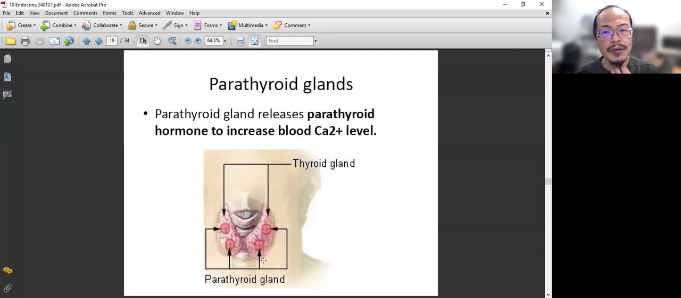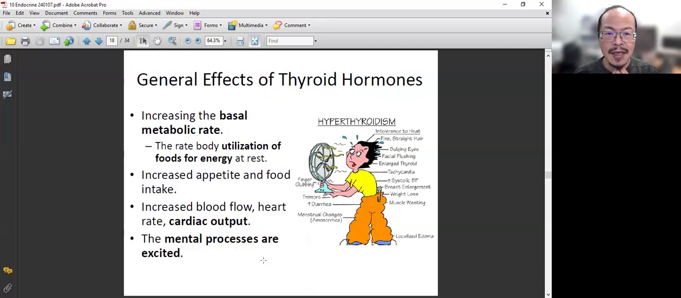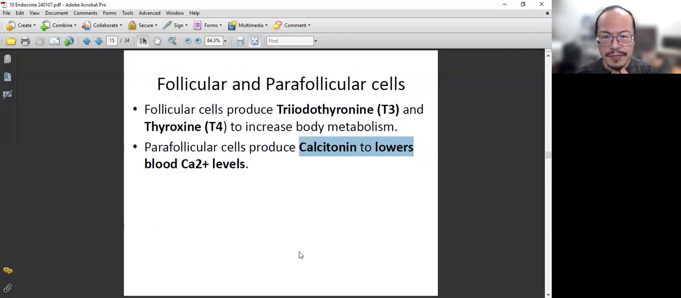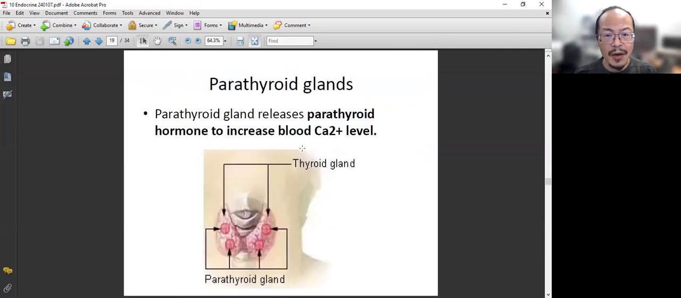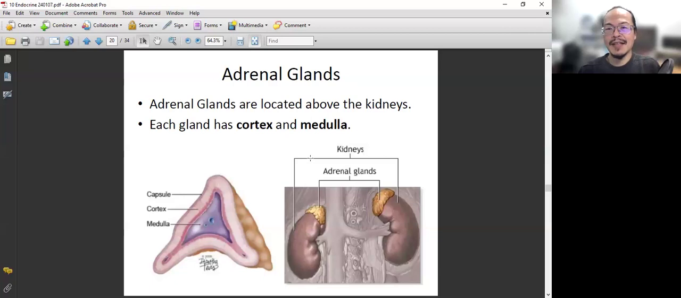The parafollicular cells release calcitonin that reduces the blood calcium level. The parathyroid releases parathyroid hormone that will increase it. If the calcium level is too low, it will increase the blood calcium level. So that's that. All right.